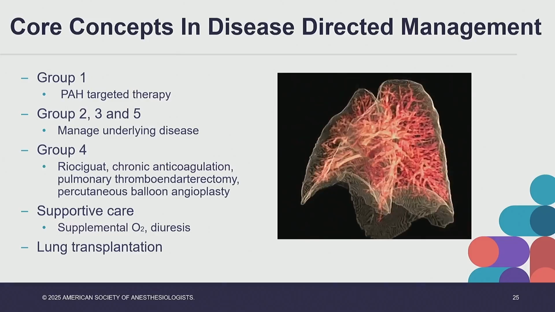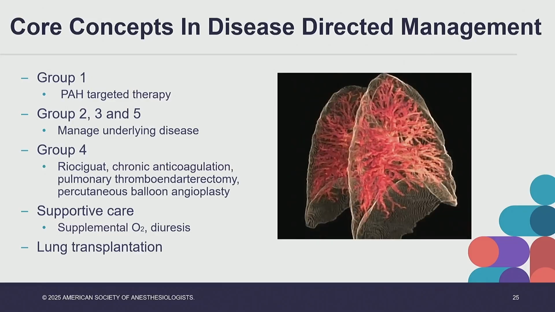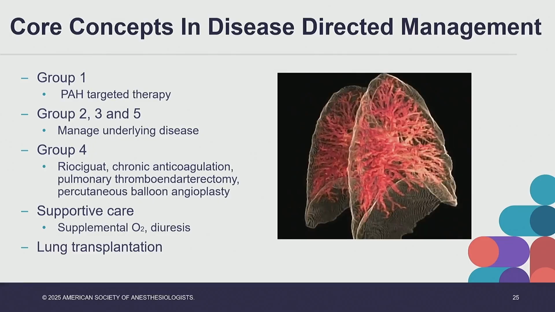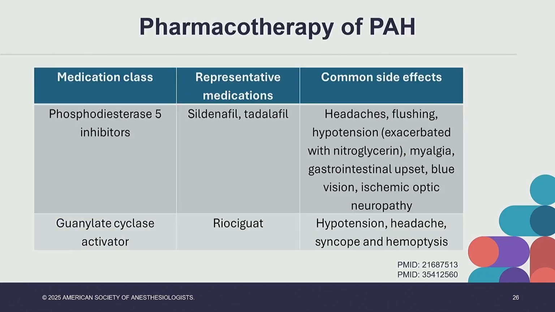Supportive care is essential for them all, such as supplemental oxygen if the patient is hypoxemic, diuresis, and vaccination, and obviously lung transplantation is an option for appropriate patients. In terms of the pharmacotherapy, there are multiple classes of medications which are available. For example, workhorses of the PH management include phosphodiesterase 5 inhibitors, such as sildenafil and tadalafil.